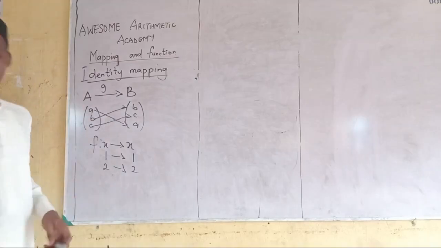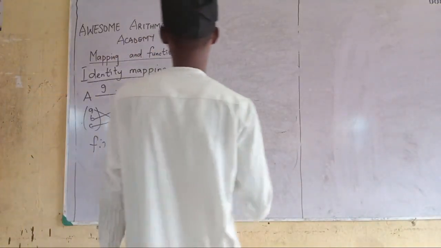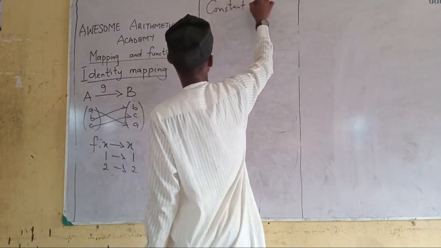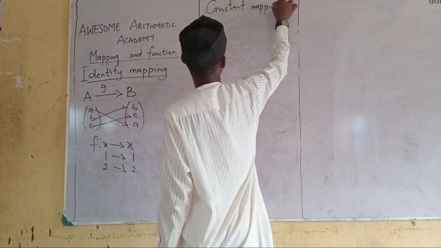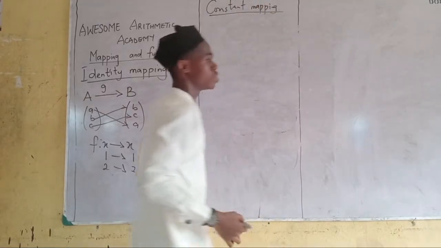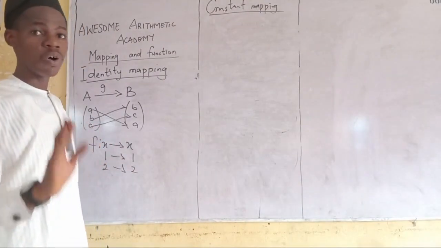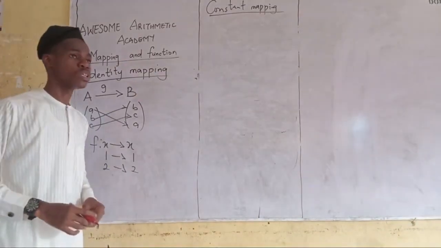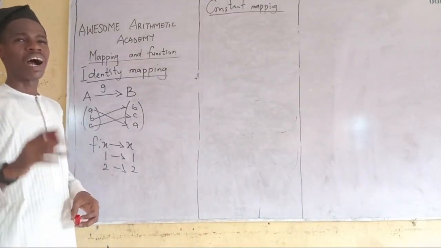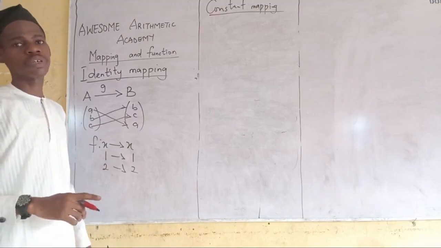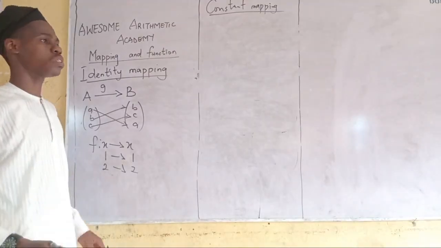Then the second one is constant mapping. Constant mapping is a mapping whereby all the elements at the domain are being assigned to the same image at the codomain.